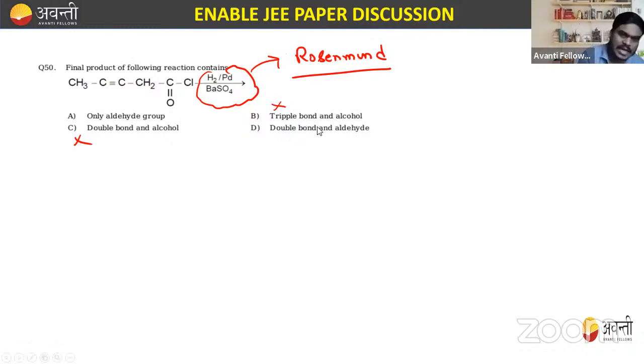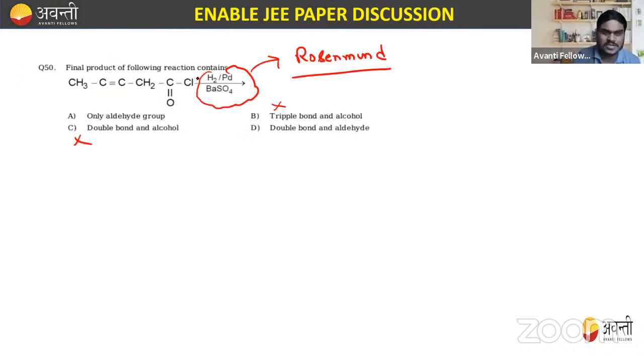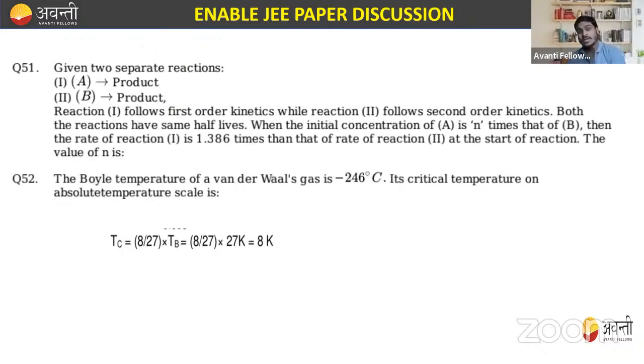So which option, A or D? Which one is correct? What is the final product of the following reaction? Only the aldehyde group, or a double bond and aldehyde? So this is a double bond with the aldehyde. So which option is correct, beta? That is for question number 50. Option D is absolutely correct, right? So the correct option is D.